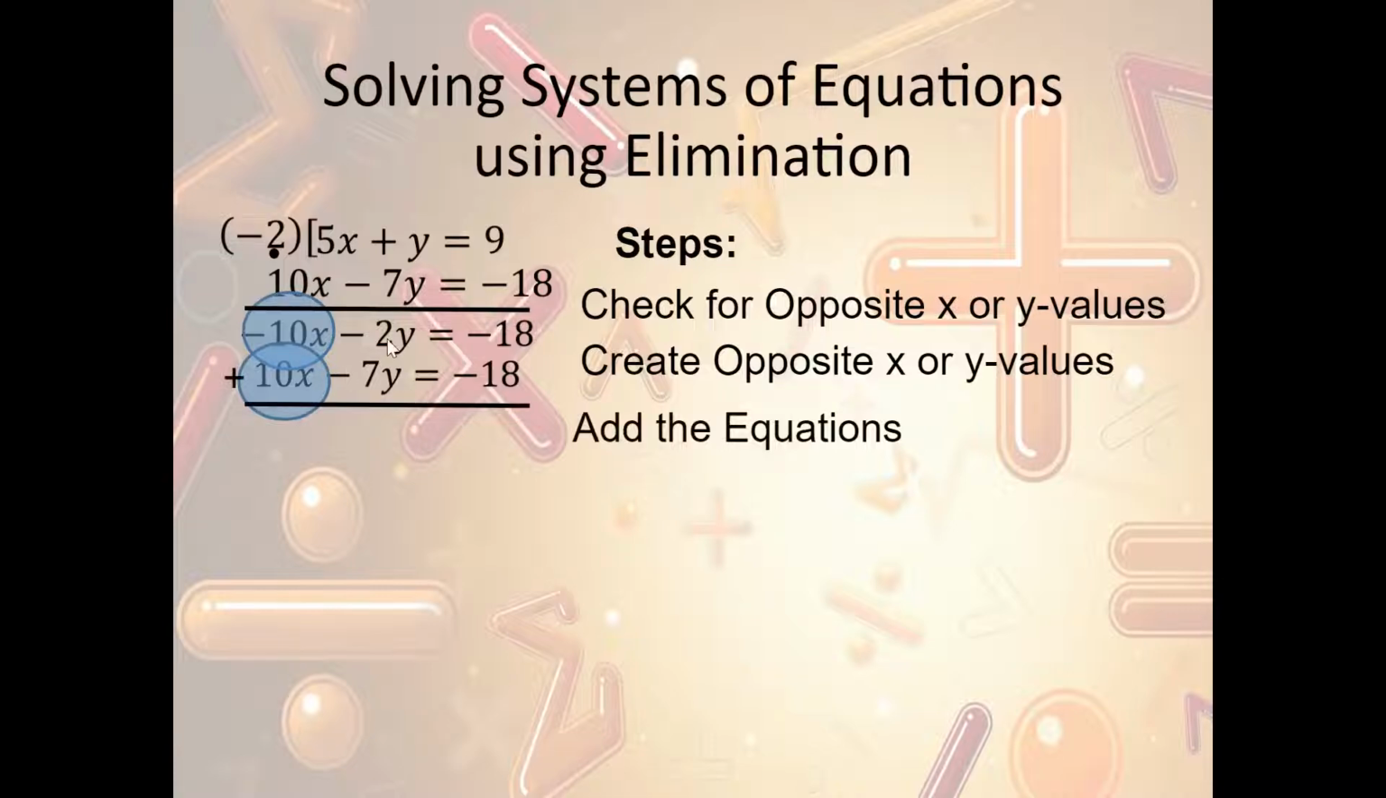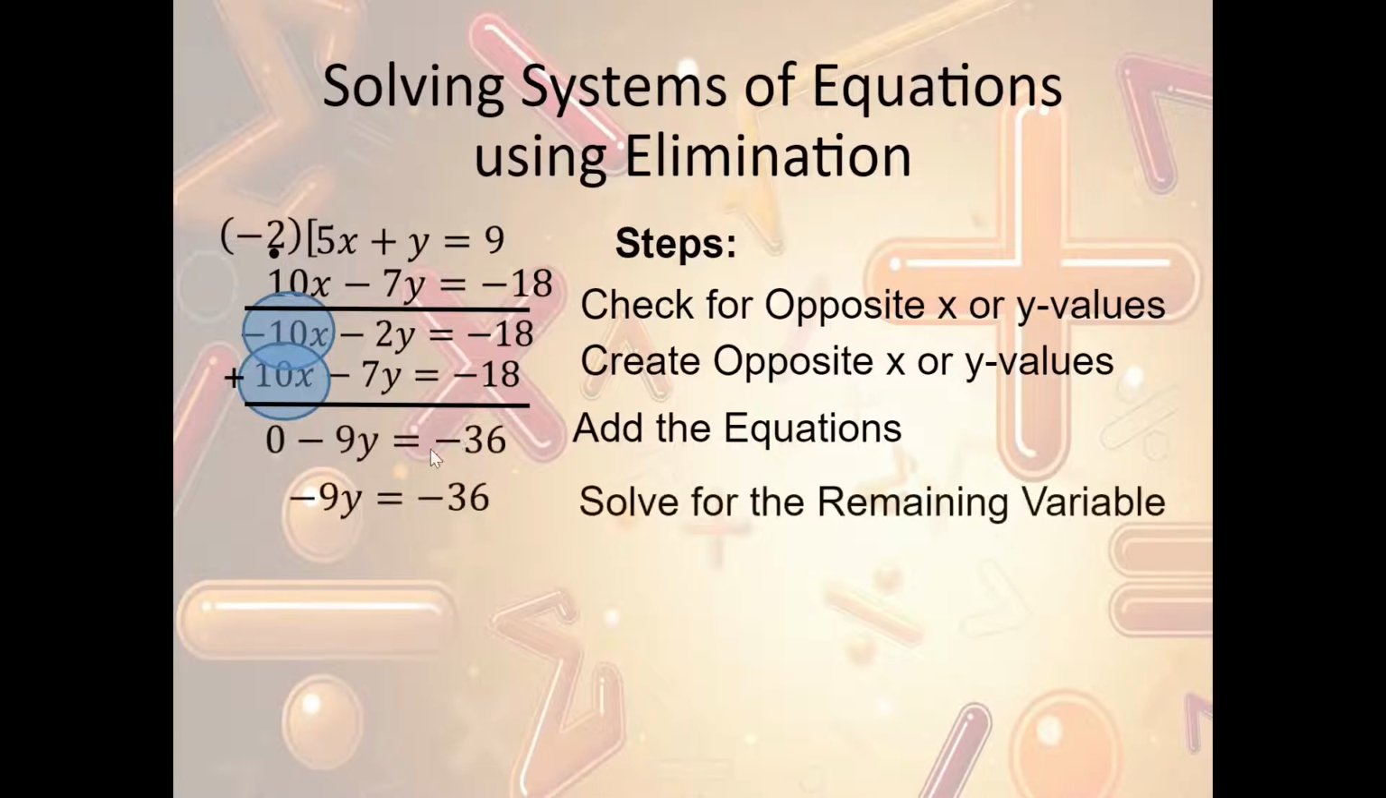These will cancel out. I'm left with negative 2y plus negative 7y is negative 9y, and negative 18 plus negative 18 is negative 36. So now I just need to solve for the variable. So I'm going to divide both sides by negative 9, and I get y is equal to negative 36 divided by negative 9 is positive 4. So that's my y value.